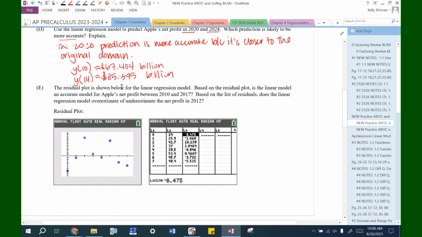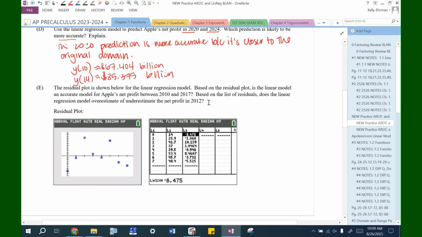The residual plot is shown below for a linear regression model. So this is not necessarily the data we just had. Oh, maybe it would. Oh, sorry, this is the data we just had. Based on the residual plot, is the linear model an accurate model for Apple's net profit between 2010 and 2017? Based on the list of residuals, does the model overestimate or underestimate the net profit in 2012?